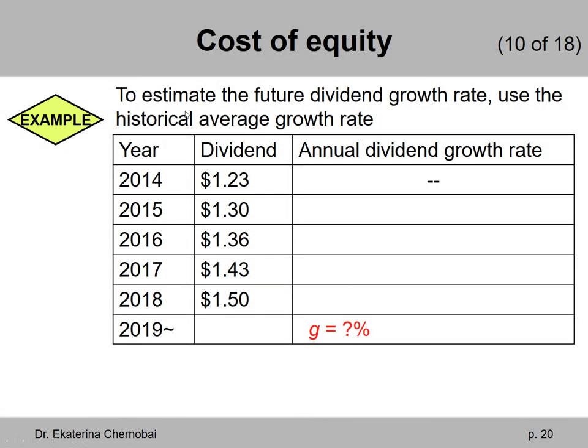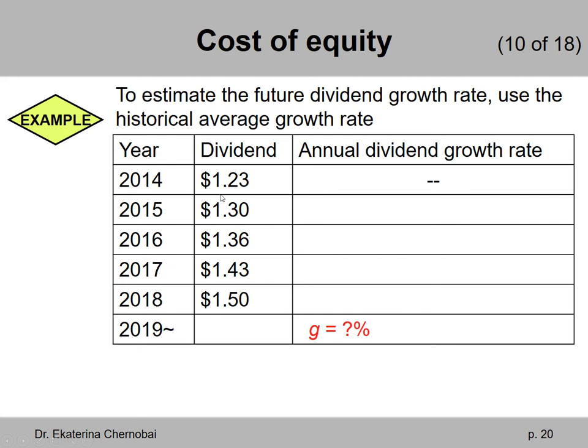For example, maybe to estimate the future dividend growth rate every year, we look back at the last several years, 2014, 2015, 16, 17, 18. And we already know how much money was paid in dividends per share at those points of time. So let's say in 2014, the dividend per share was $1.23. In 2015, it was $1.30. Then $1.36, $1.43, and $1.50.